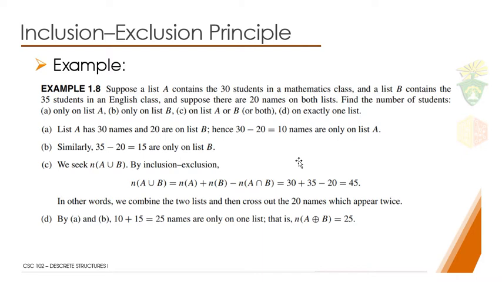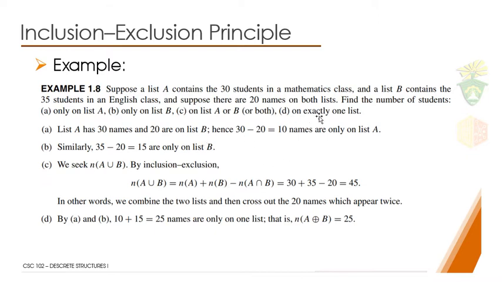Okay? So in here, we have a conclusion that we combine two lists and then cross out the 20 names which appear twice. That is what we did. We just joined the two lists and then removed the duplicates, because they are enrolled in both list A and list B. So if we list all 30 students from list A and all from list B, of course there will be repeats, since 20 students are in both, so we crossed out those repeats.